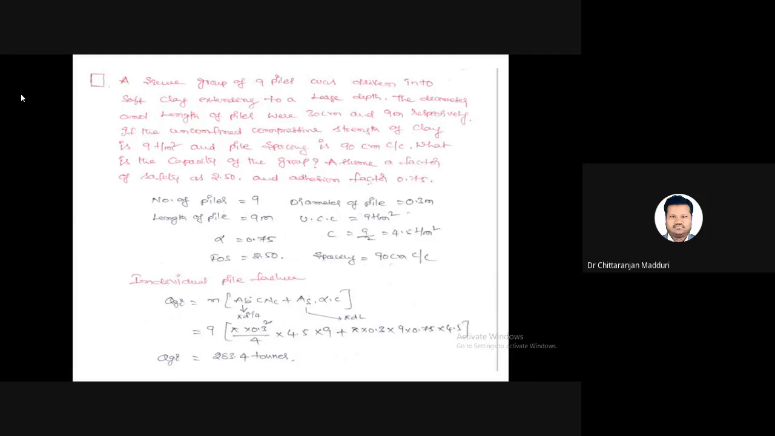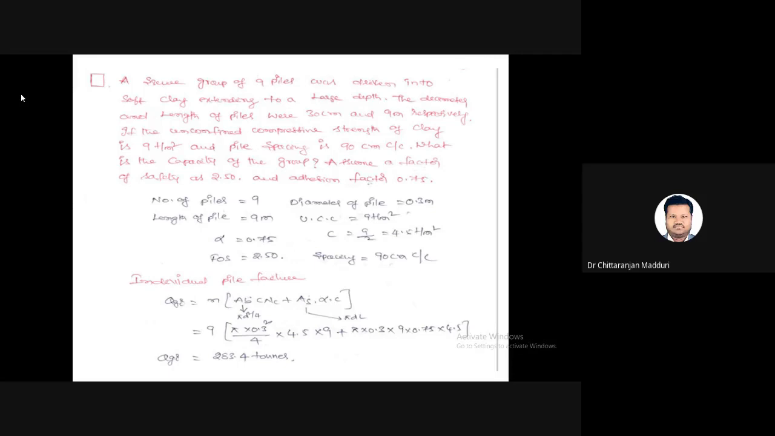So here is a problem. A square group of 9 piles was driven into soft clay, extended into a large depth. The diameter and length of piles were 30 centimeters and 9 meters respectively. If the unconfined compressive strength of clay is 9 tons per meter square and pile spacing is 90 centimeters from center to center, what is the capacity of the group? Assume a factor of safety as 2.50 and adhesion factor equal to 0.75. So this is the problem.